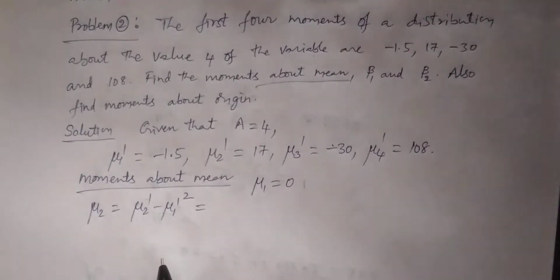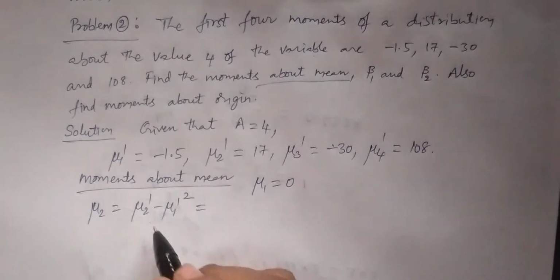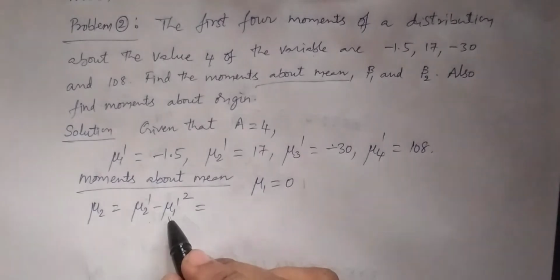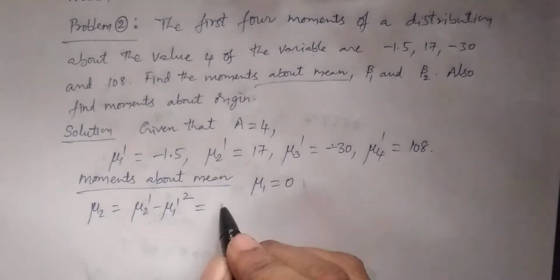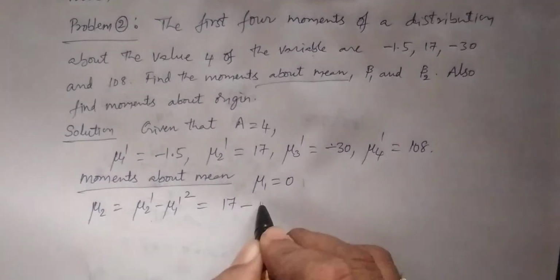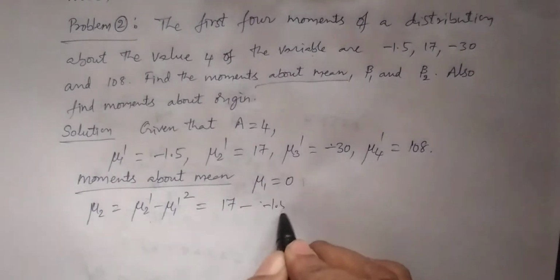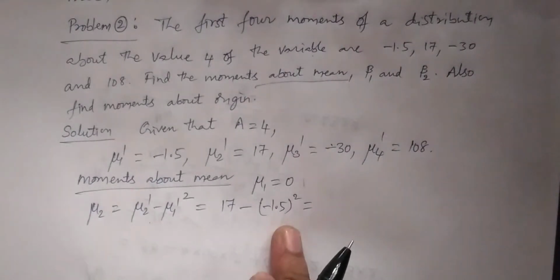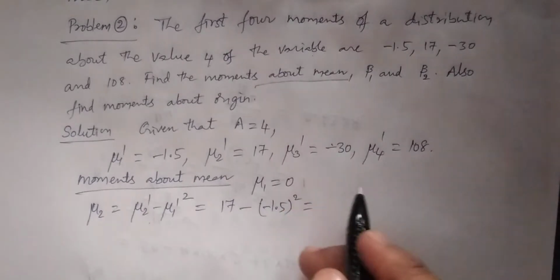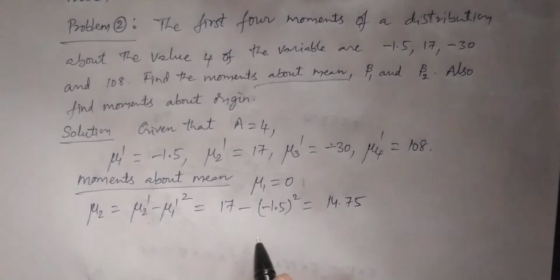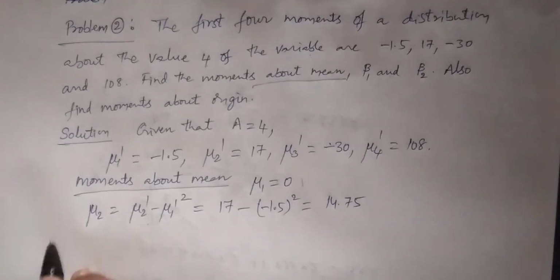Of course the second one, which means r is equal to 2, that is mu2 is equal to mu2 dash minus mu1 dash square, which means here mu2 dash is given as 17 minus mu1 dash, minus 1.5, whole square. Use the calculator and find the value. You will get the value as 14.75.